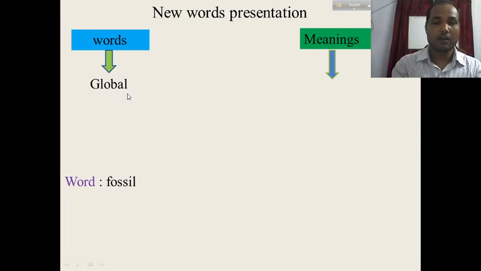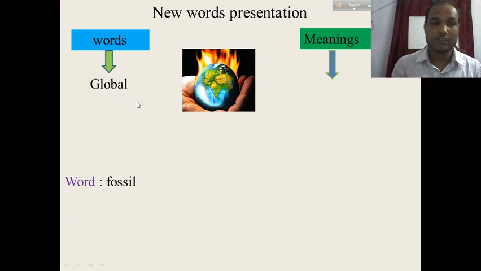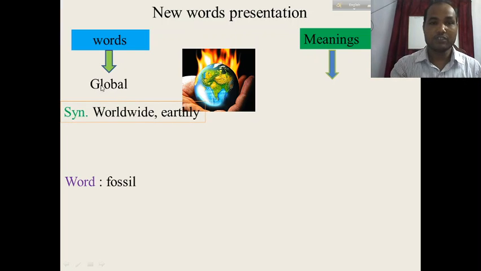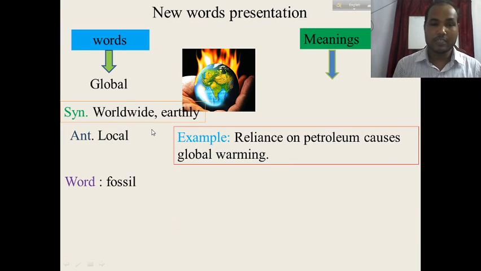First word, global. Please repeat with me. Global. Here is a picture for the word global. It will help you to understand the meaning of the word global. The synonym of the word is worldwide, earthly, and the antonym of the word is local. For example, we can use the word global: Reliance on petroleum causes global warming.